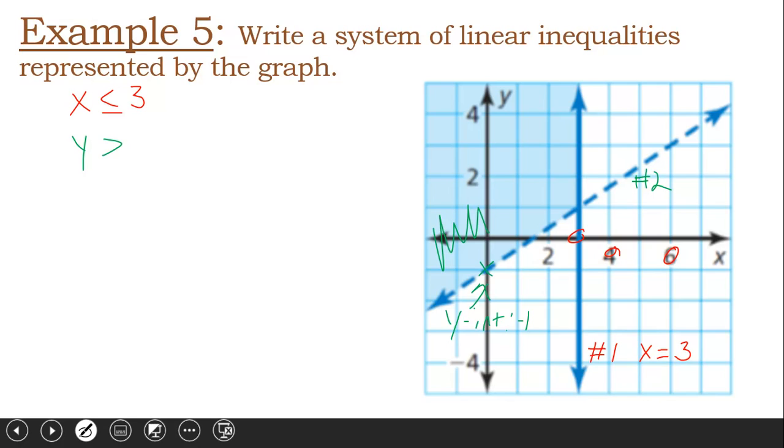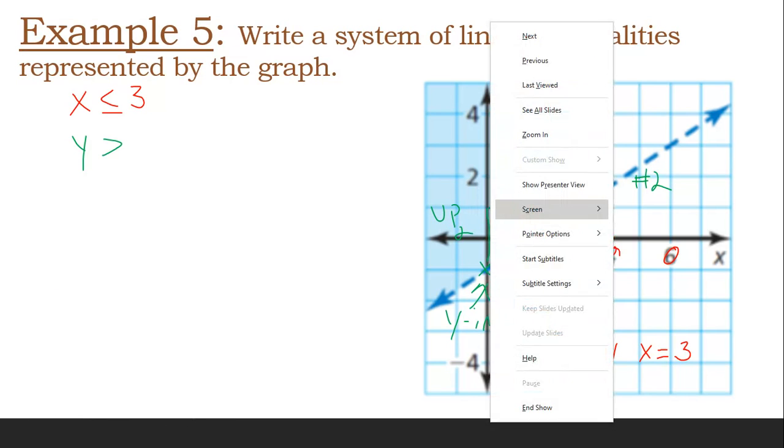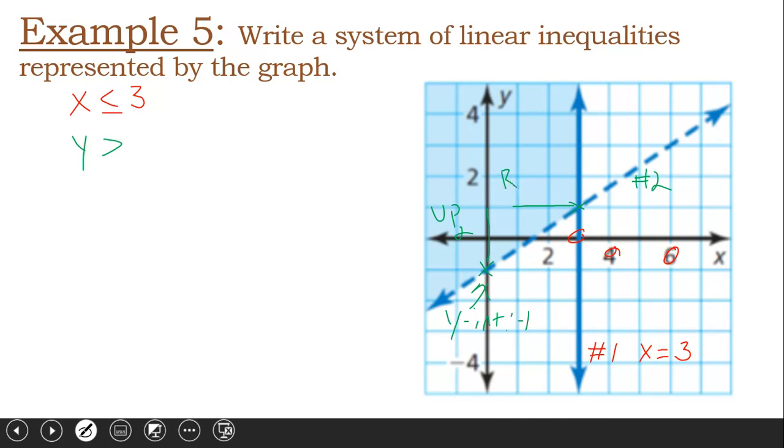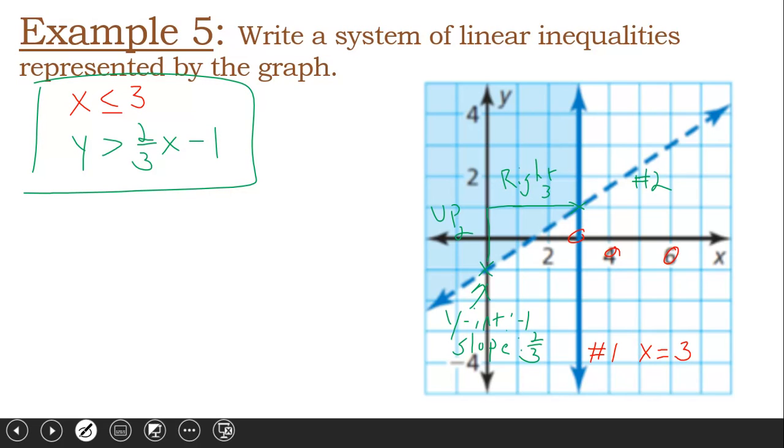And I need to identify the slope. So if I take a look here, I know I have a point here, and I know I have another point here. In determining the slope, I go up 1, 2. So I went up 2. And I went over to the right 1, 2, 3. So I went right 3. So my slope of my dashed line is 2/3. Let's put it together. y is greater than 2/3 x minus 1. And there is my system.